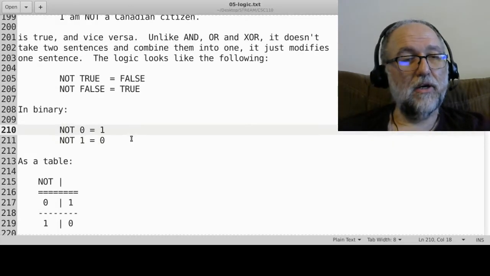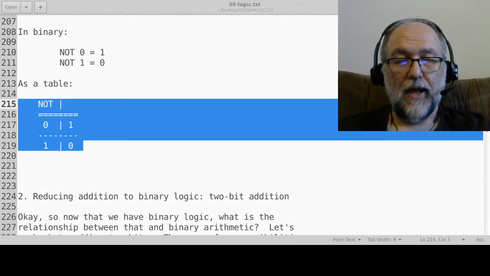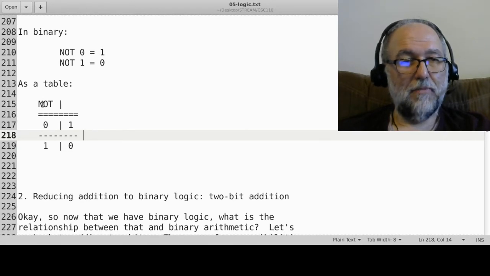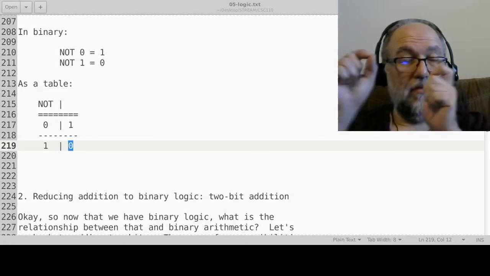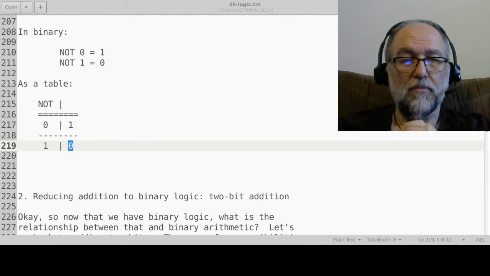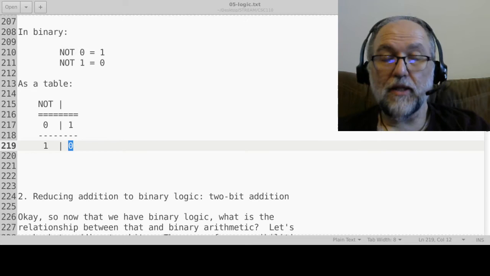Okay, and just for completeness, I put a table here, but I'm not exactly sure how you'd even make a table. Basically, this is just trying to make a table where not 0 is 1 and not 1 is 0, like that. Tables are good for binary operators, but this is a unary operator. It just works on one number and converts it to the other one. Okay, so great. There you go.